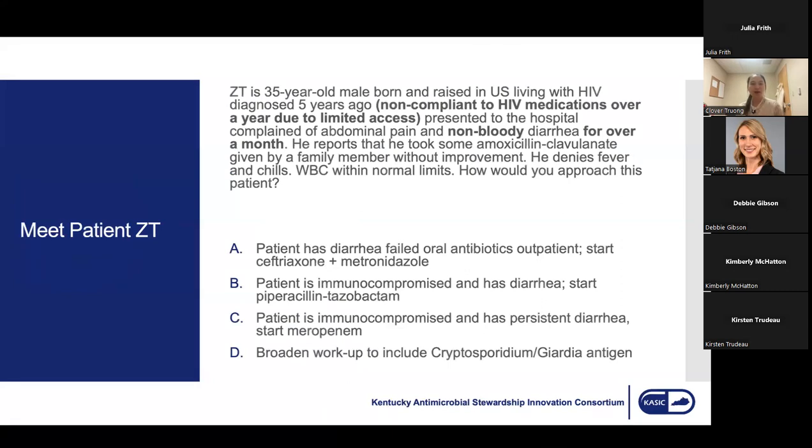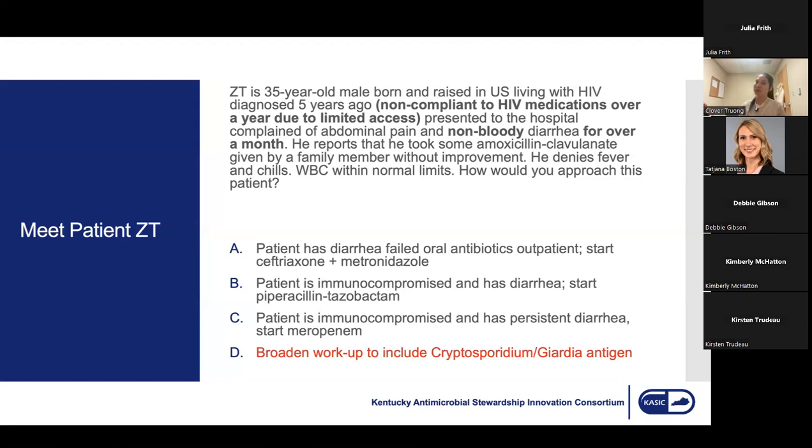Let's go back to our patient ZT. Just a refresher, this is a 35-year-old male born and raised in the US with HIV, non-compliant with HIV medication, who had non-bloody diarrhea for over a month. All right, how would you approach this patient? I would hope that everybody would have option D in their mind: since the patient is stable, we should do more workup.